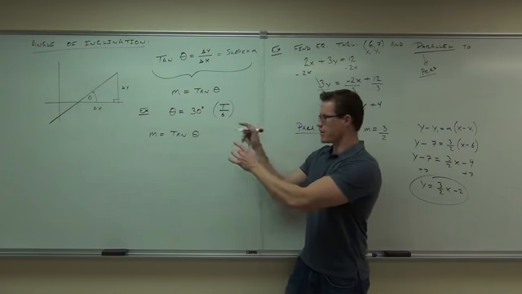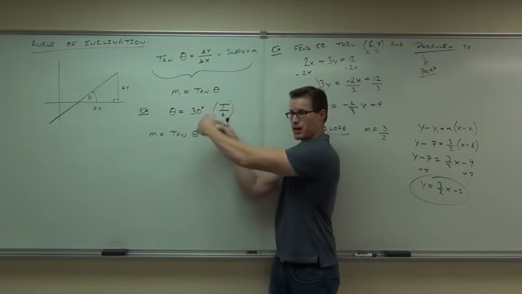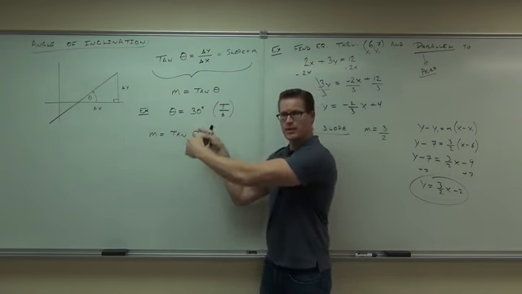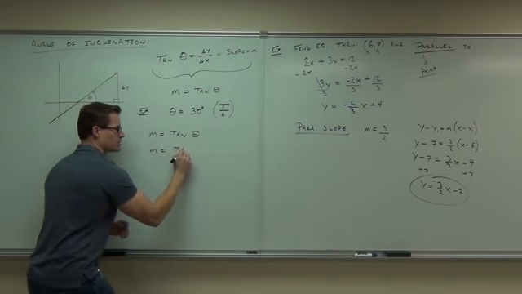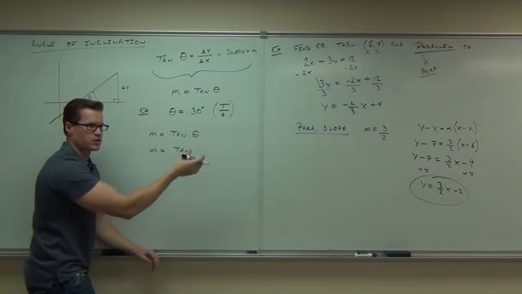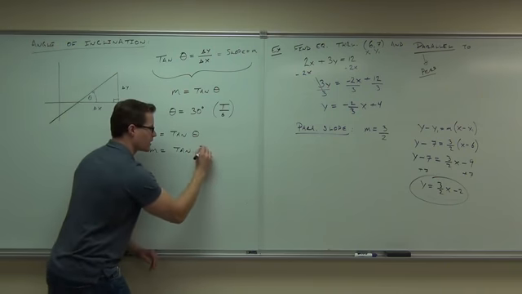30 degrees. So if I plug in my 30 degrees, or I plug in my pi over 6 at the same angle, then I know the slope I'm looking for is equal to the tangent of pi over 6 or 30 degrees, whatever you want to work in. I like pi over 6.